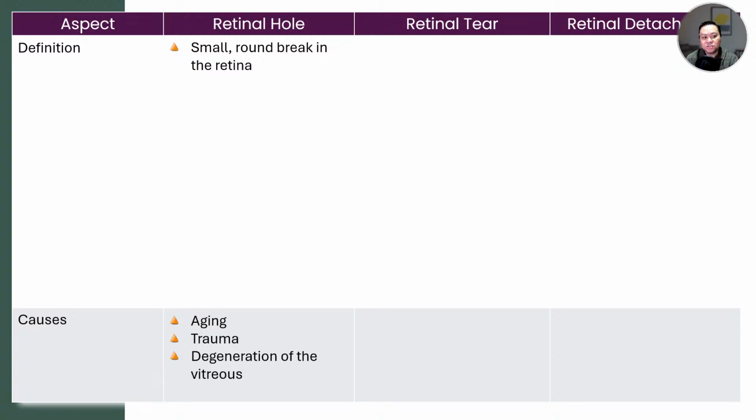Now, if we are talking about the retinal tear, this is going to be like an irregular break. It could be jagged. It's not similar to the hole, which is smaller, right? This is typically larger, and this can be more prone to the complication. It can lead to the retinal detachment itself. So this is something that you need to keep in mind.